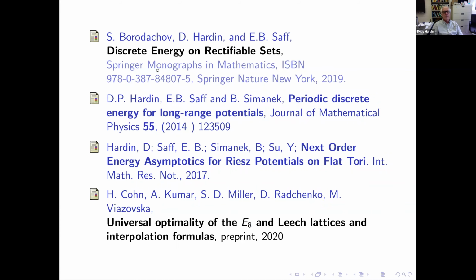Most of what's in chapter 10 comes from these 2 papers. The first paper is just about periodizing long-range potentials. And the second paper, which adds Eugen, is about the second order term for these periodic problems. And then here is the famous paper of Cohn, Kumar, Miller, Radchenko, and Viazovska. And I will stop there.